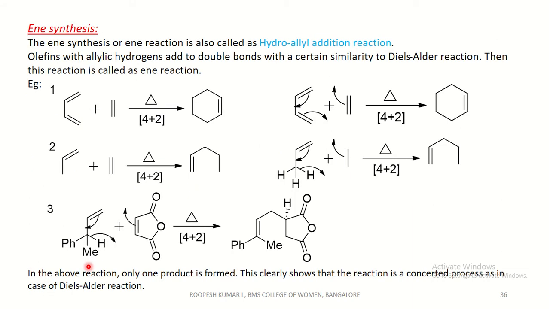Coming to the synthesis of double bond, which is an ene synthesis. The ene synthesis or ene reaction is also called the hydroallyl addition reaction. Olefins with allylic hydrogens add to double bonds with a certain similarity to the Diels-Alder reaction, which is a cycloaddition reaction. Then this reaction is called the ene reaction.